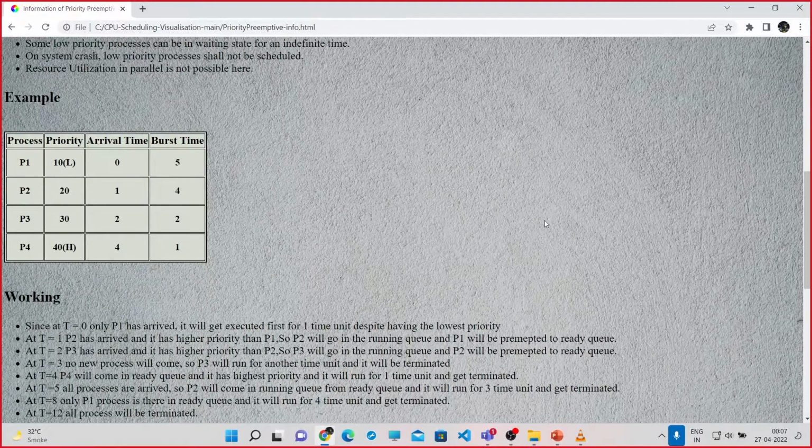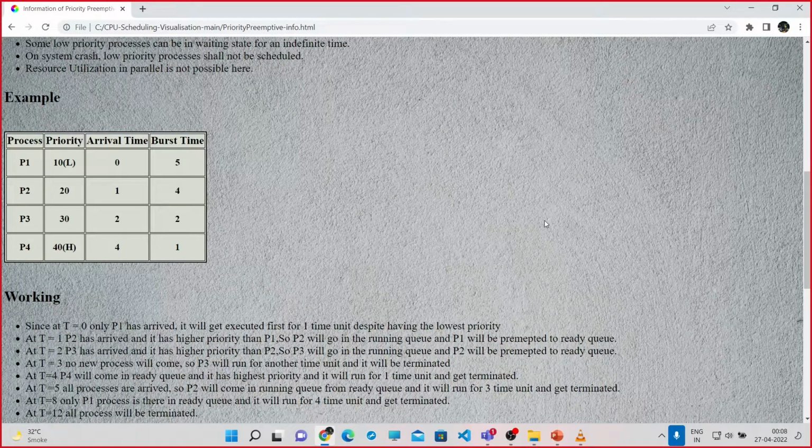Here we are given 5 rows and 4 columns. The 4 columns are process, priority, arrival time, and burst time. There are 4 processes given: P1, P2, P3, and P4. From the table we can see that the one with the lowest priority is P1 with 10, and the one with the highest priority is P4 with 40. P2 has 20 and P3 has 30. Arrival time and burst time are given for the respective processes.